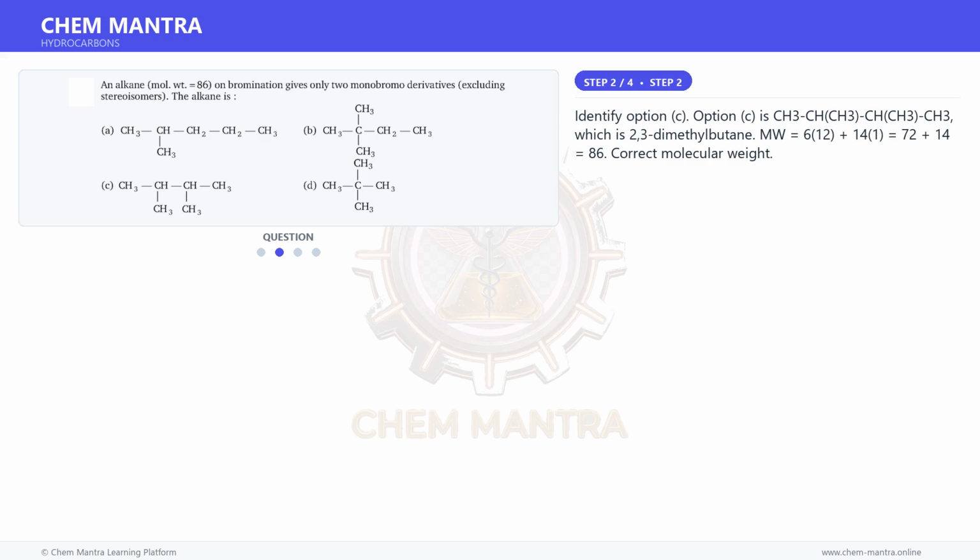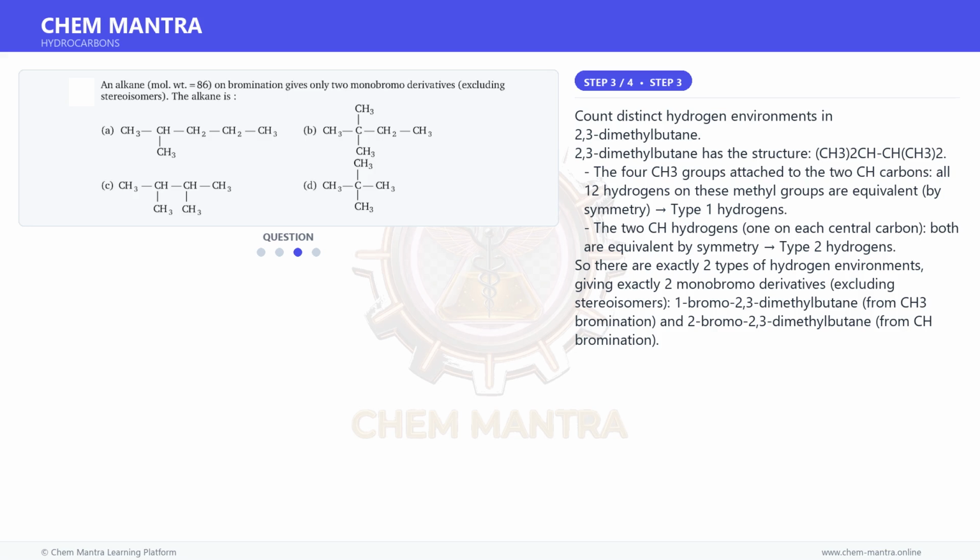Identify option C. Option C is CH3CH(CH3)CH(CH3)CH3, which is 2,3-dimethylbutane. Mol. wt. is equal to 6 times 12 plus 14 times 1, is equal to 72 plus 14 equals 86. Correct molecular weight. Moving on to the next step.